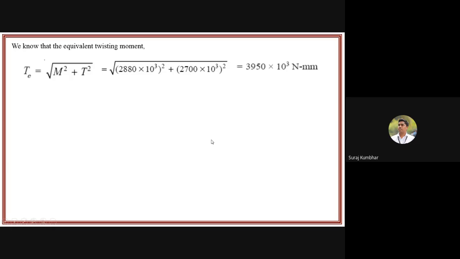Okay. So we also know that the equivalent twisting moment TE is equal to pi by 16 into tau into d cube. So all these formulas we have already seen. Okay. So TE is equal to pi by 16 into tau into d cube.